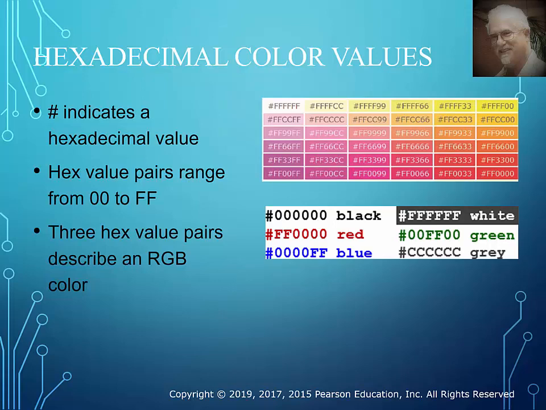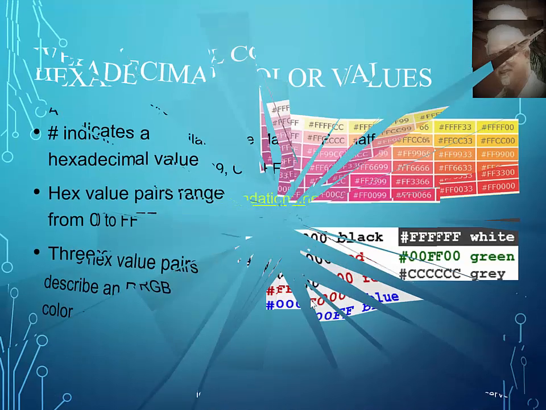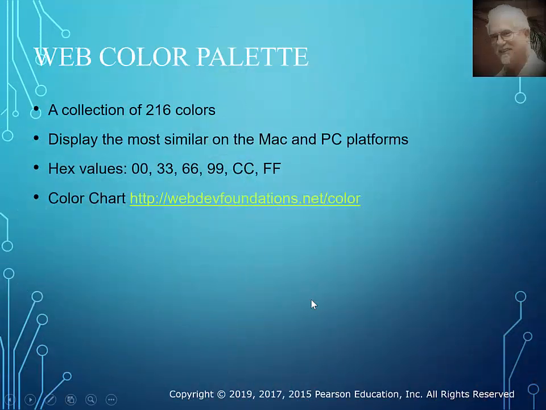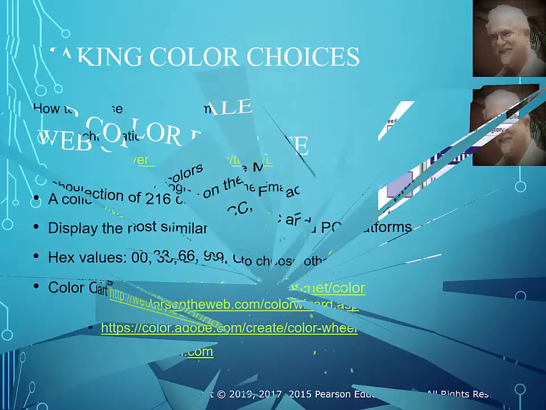Here's some examples here on this slide of the deck. Okay, now there are 216 colors that are commonly displayed the same on Macs or PCs. I would encourage you to use those. If you have to go beyond them, well, just understand that depends on what the end user has as far as how it's going to look.